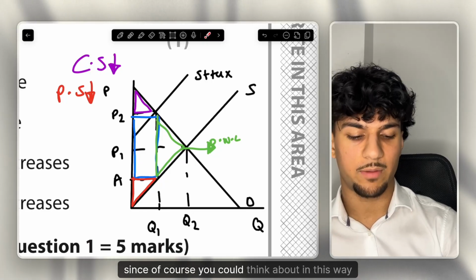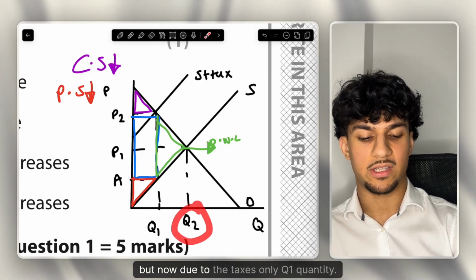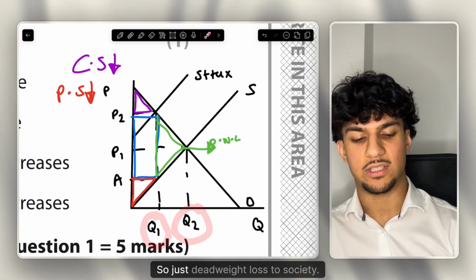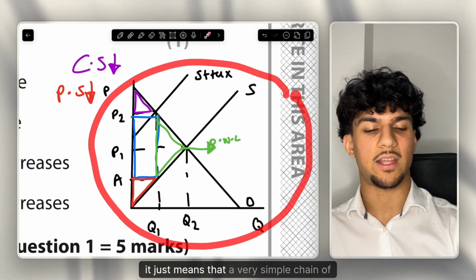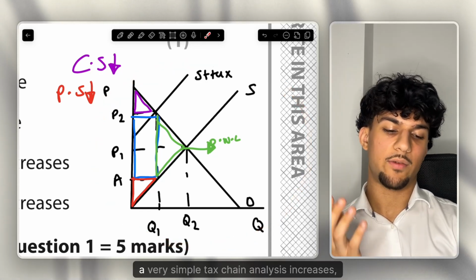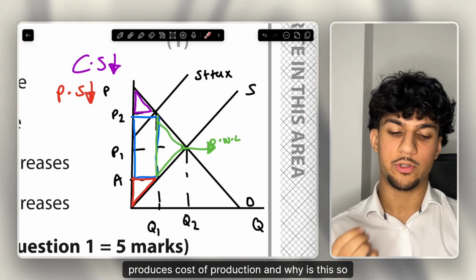Since, of course, you could think about it in this way, the socially optimum quantity could have been Q2, but now due to the tax, there's only Q1 quantity, so just deadweight loss to society. And if you label that up on a diagram, it's a very simple tax chain of analysis: it increases the cost of production. And why is this so useful to understand?